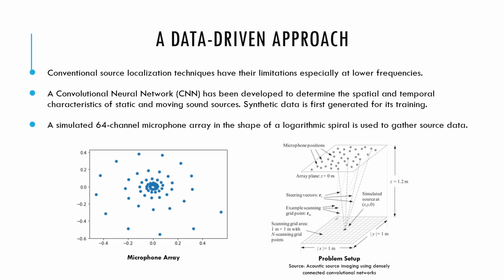A neural network needs data from which it can learn. This data is synthetically generated. Analytically defined monopole sources are simulated randomly across the scanning grid. The pressure signals radiated by the sources are recorded by a virtual microphone array in the shape of a logarithmic spiral. This shape is chosen so as to ensure good performance over a range of frequencies.